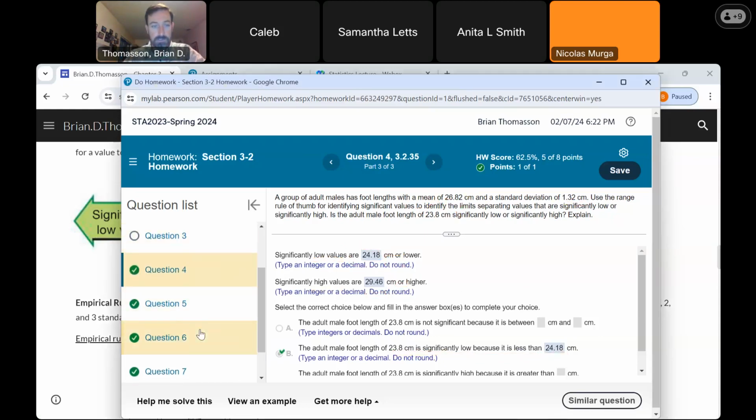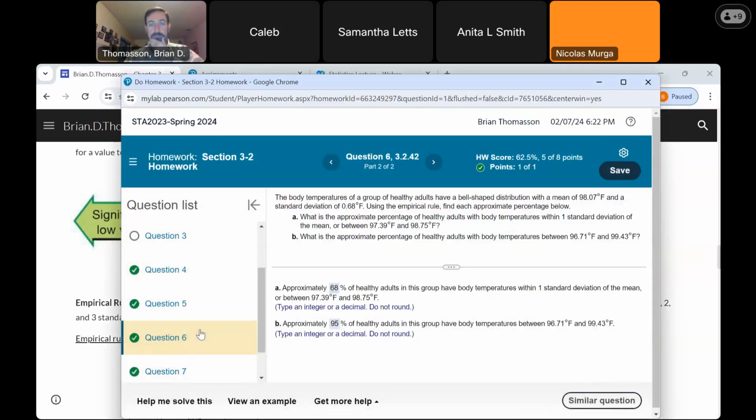We'll look at number 6. Okay, so here, what are we doing here? The body temperatures of the group, healthy adults, have a bell-shaped distribution. A bell-shaped and normally distributed is the same thing. So it's normally distributed or bell-shaped. They give us a mean and a standard deviation.